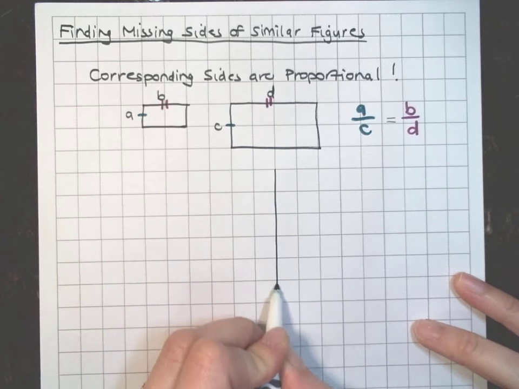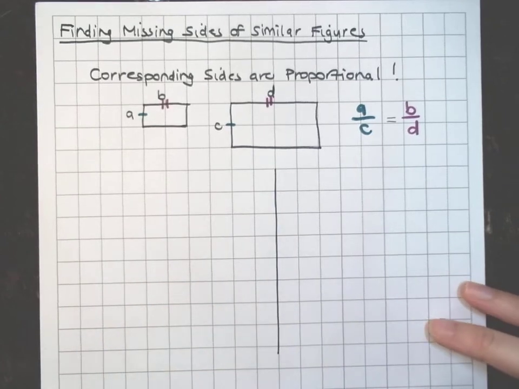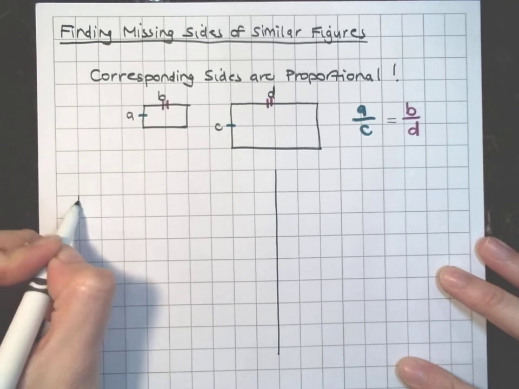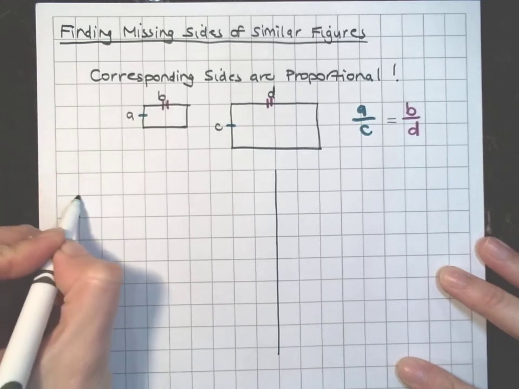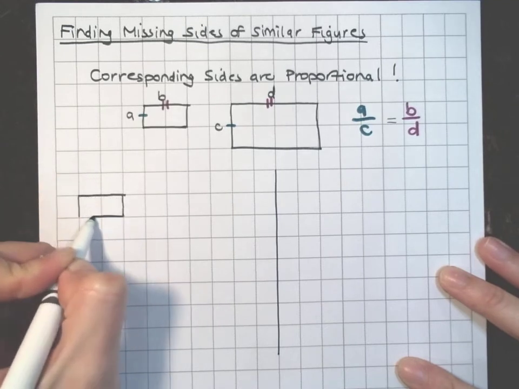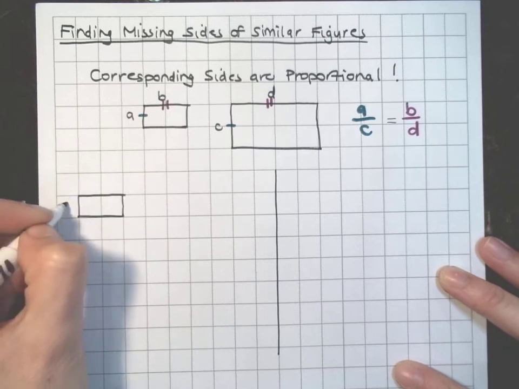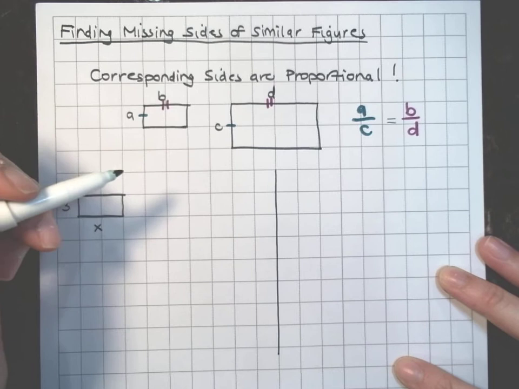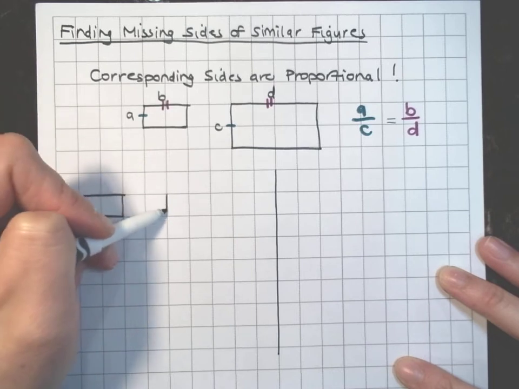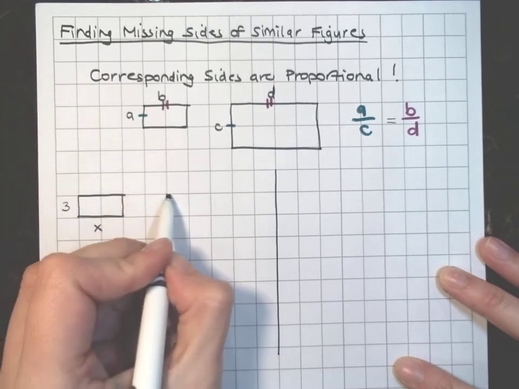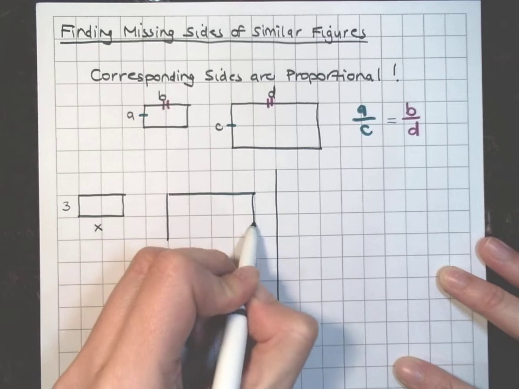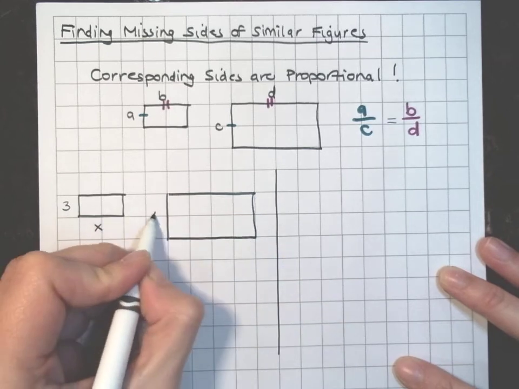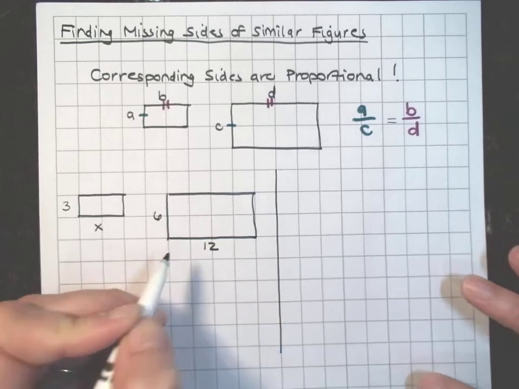Okay, so we're going to have two figures and we're going to find the missing sides. So let's say we have this rectangle, this side is 3, this side is x, so we don't know that side. And then we have our other rectangle. And this side is 6, and this side is 12.